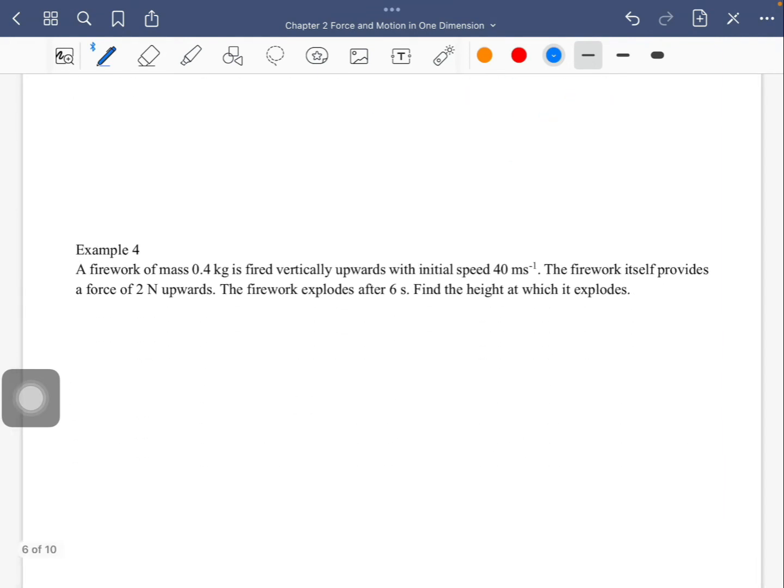Same goes to example 4. It's actually just a simple example. So the answer for this question asks to find the height at which it explodes. The answer is S equals 150 meter. Right, so hopefully you can check yourself this example 4 and example 3.